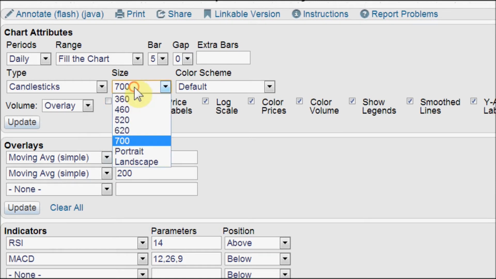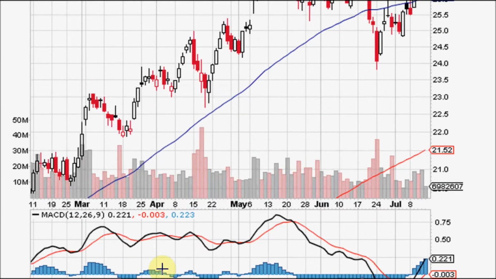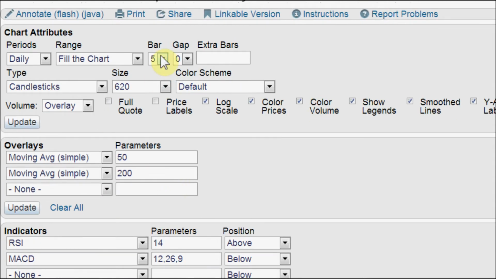Okay, the first one I'm going to do is to reduce the size to 620 so you can see it in this video. Okay, now what you see here is the small quote, the RSI, candlestick charts, the 50 and 200-day simple moving average. The volume is overlaid behind the candlesticks on this one, and you have the MACD. So let's go ahead and scroll down to the bottom and check each line.